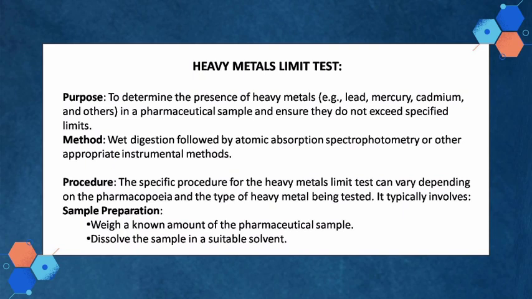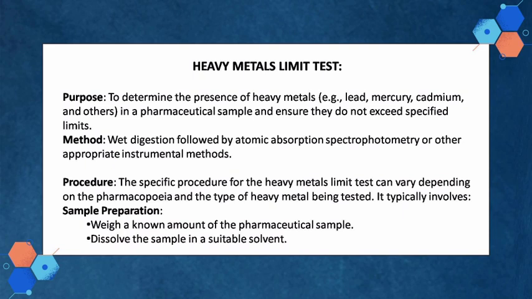Purpose: to determine the presence of heavy metals, example, lead, mercury, cadmium, and others, in a pharmaceutical sample and ensure they do not exceed specified limits. Method used: digestion followed by atomic absorption spectrophotometry or other appropriate instrumental methods. Procedure: the specific procedure for the heavy metals limit test can vary depending on the pharmacopoeia and the type of heavy metal being tested. It typically involves sample preparation.